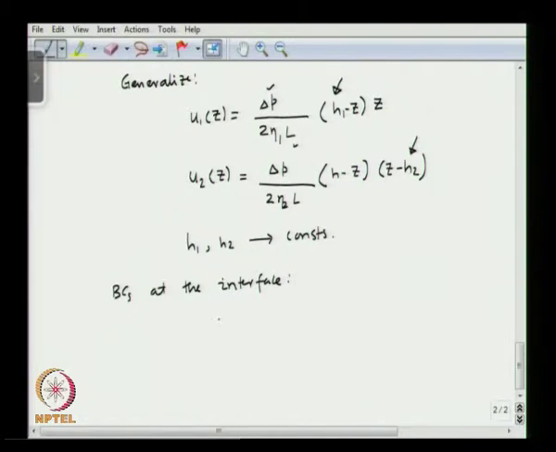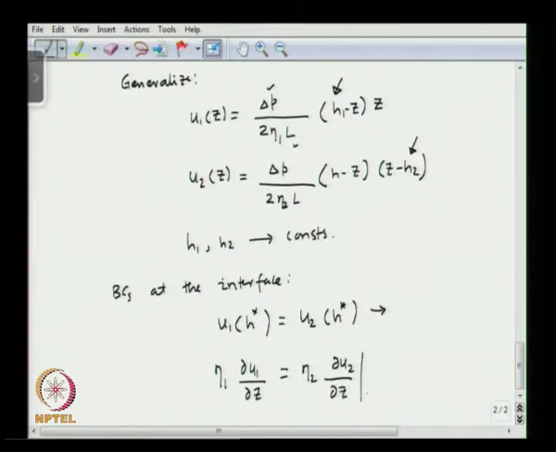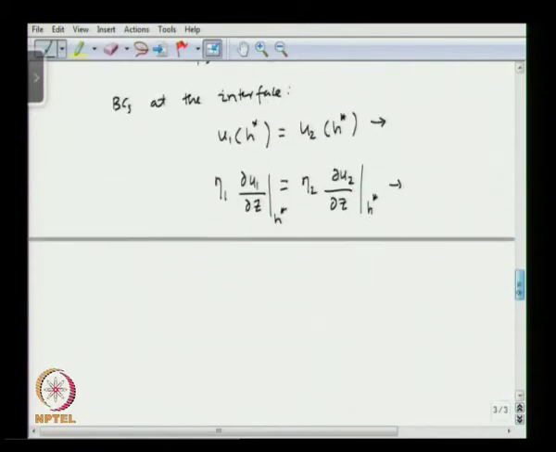So, one would be the velocity u1 at h star equal to u2 at h star. So, this is the velocity continuity boundary condition, and the other one is shear stress continuity. So, eta 1 into del u1 over del z equals eta 2 into del u2 over del z, and this will be evaluated at h star.